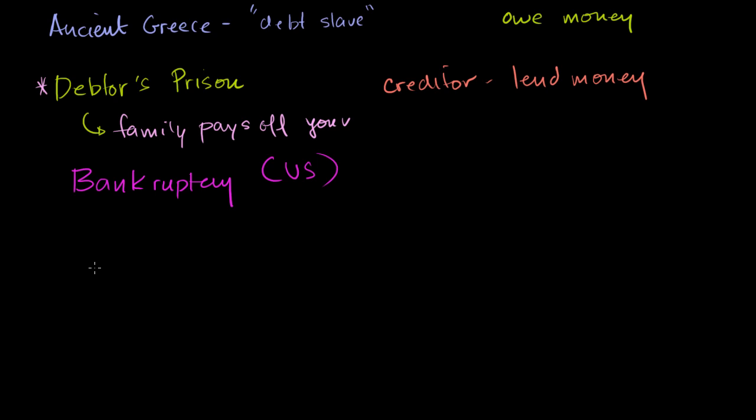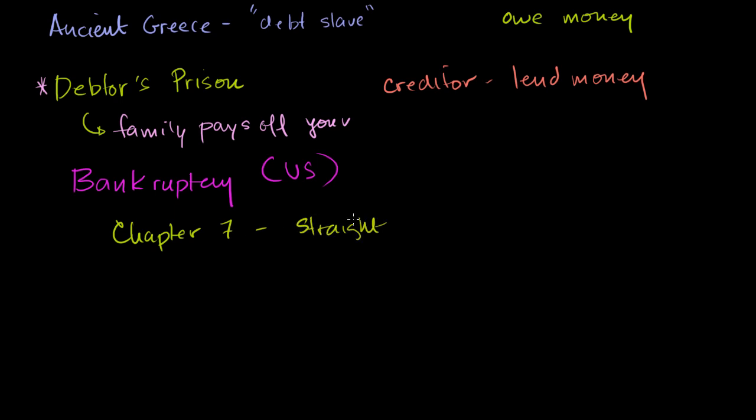I have a mortgage to pay. I have a car lease that was a little bit over my head. What can I do? So there's a couple of options in the United States. You have Chapter 7. It seems very complicated. These are all different, literally, chapters of the bankruptcy code. So you have Chapter 7. This is called a straight bankruptcy.